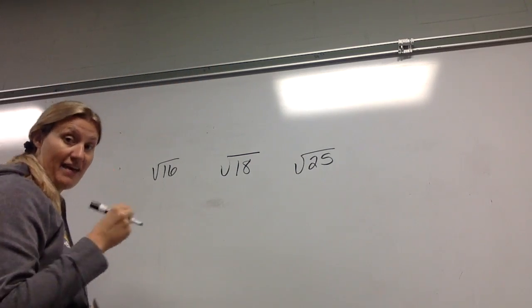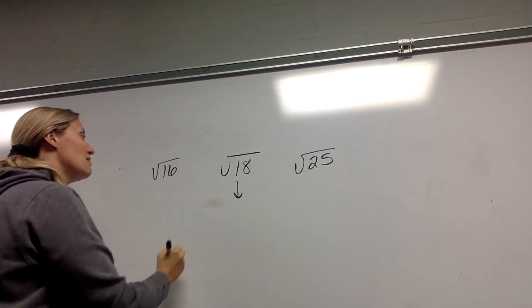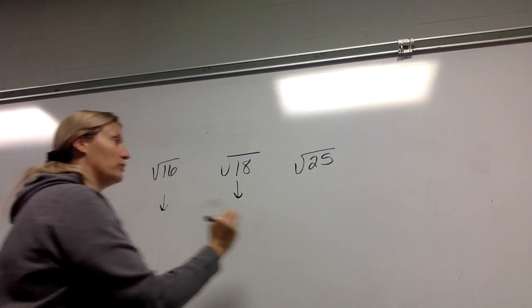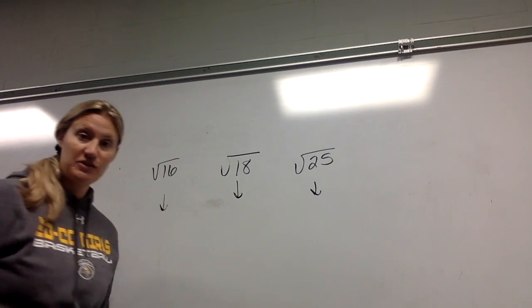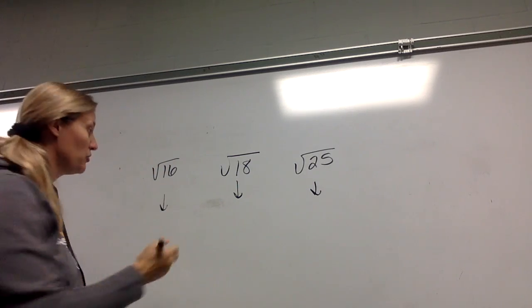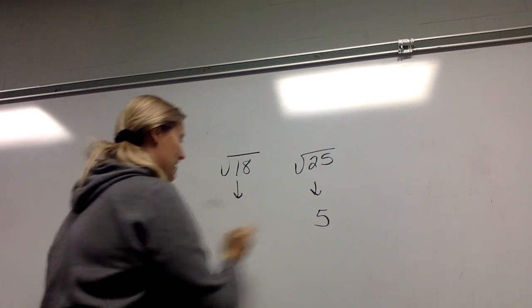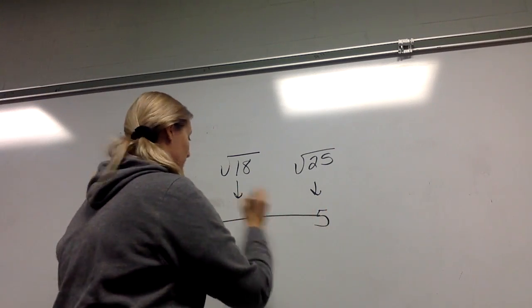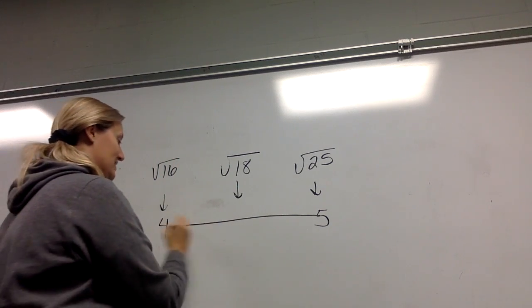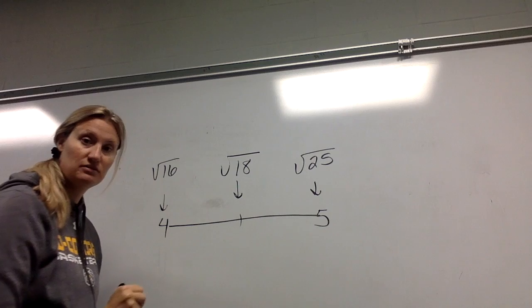Okay? That means the square root of 18 is somewhere between the square root of 16 and the square root of 25. Now I know the square root of 16. If I don't, I can look at my poster. That's 4. The square root of 25 is 5. That means the square root of 18, if I think of this as a number line, is somewhere on this number line between 4 and 5. Okay?